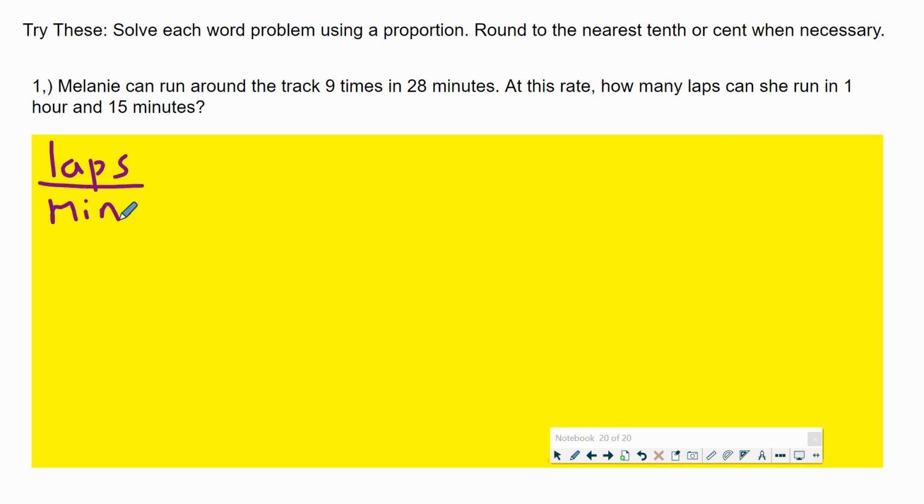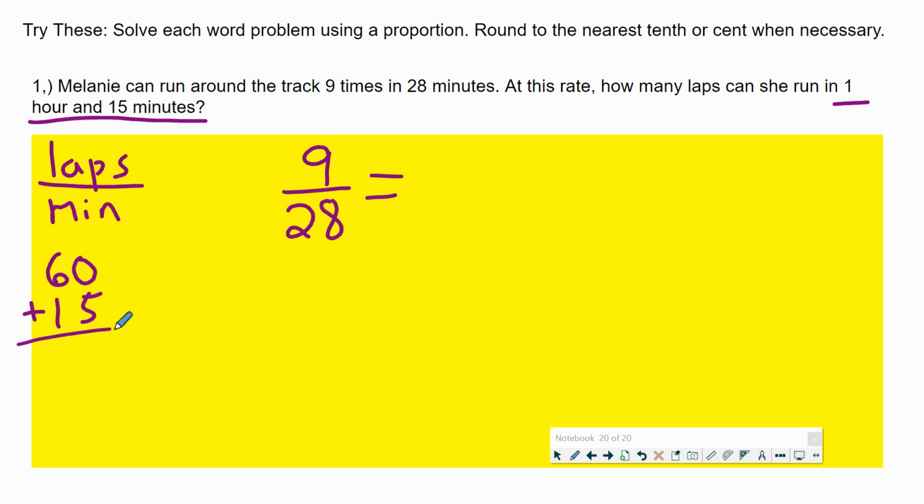We gotta be careful with this one because she does 9 laps in 28 minutes. We wanna know how long in an hour and 15 minutes. So there's 60 minutes in an hour plus 15. So I have to do 60 plus 15, which is 75. So I get x over 75. So I'm gonna get 28x.